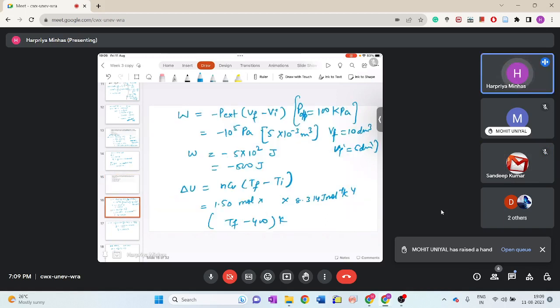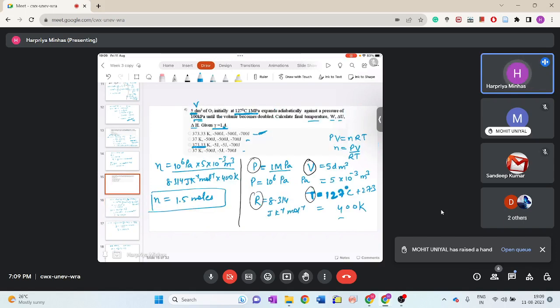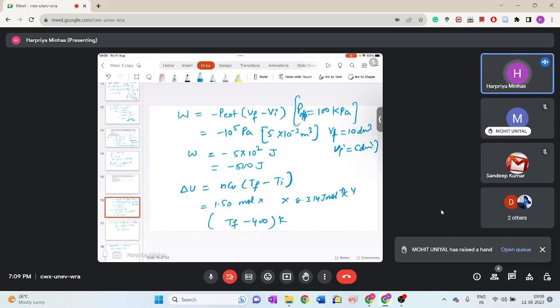So with respect to gamma equal to 1.4, you calculated your Cv as 5 by 2 R. Yes, ma'am, 5 by 2 R. R is already written there, 8.314, so there is no need of writing.